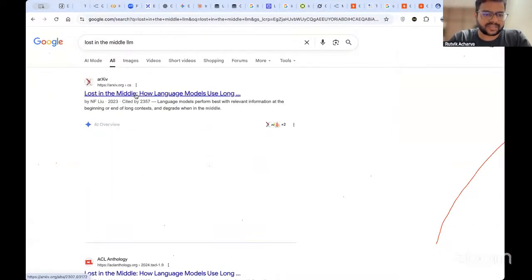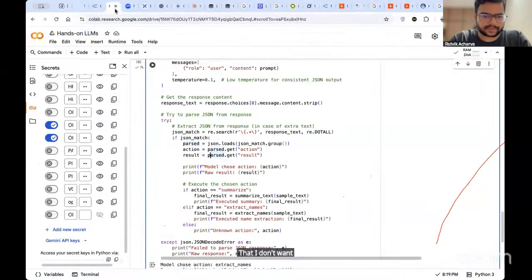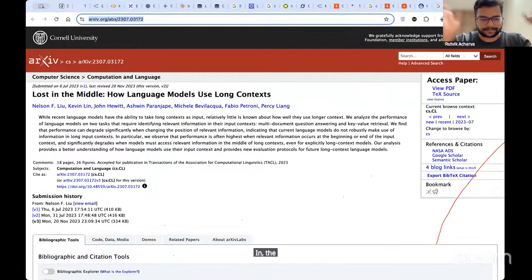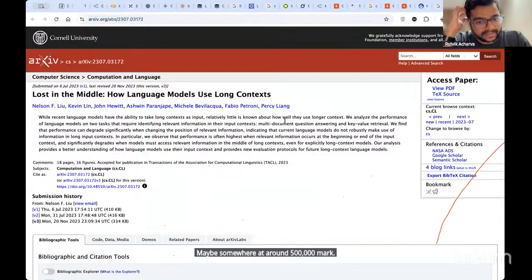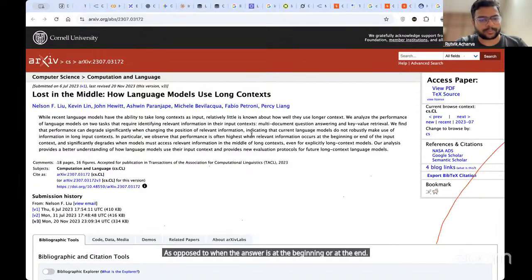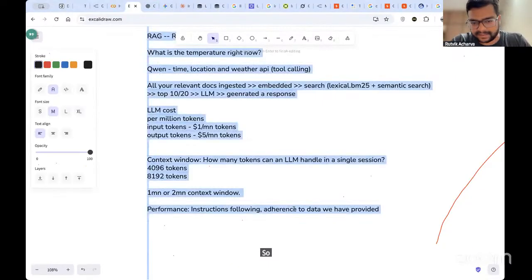Lost in the middle. There's a good paper that I don't want you to go to, of course, but just know this: generally, if the answer is in the middle, you give it a million tokens, maybe somewhere around the 500,000 mark you had the answer, it will not perform as well as when the answer is at the beginning or at the end. These are known problems. So generally, these are the things.